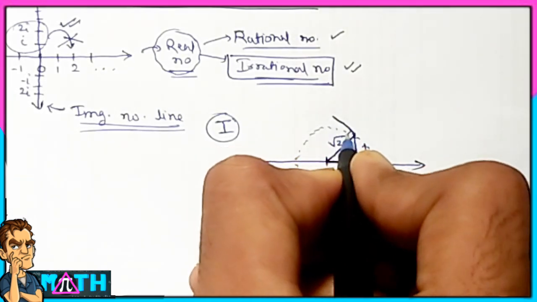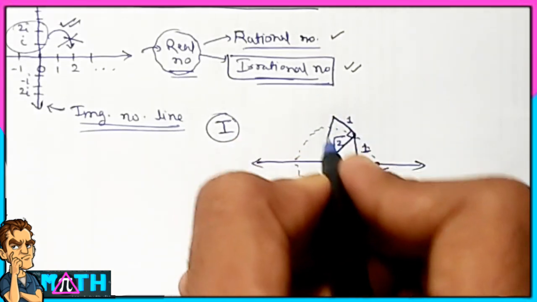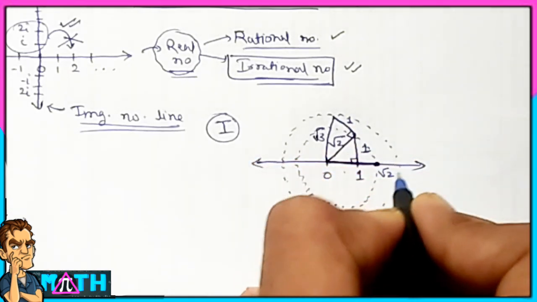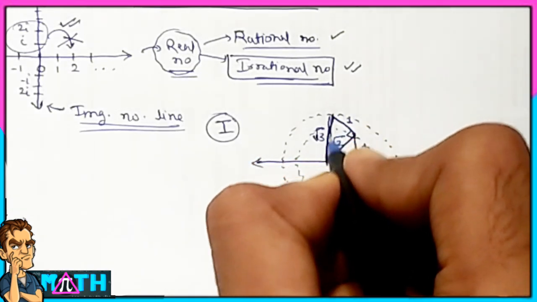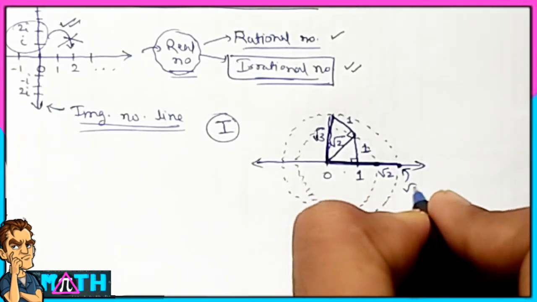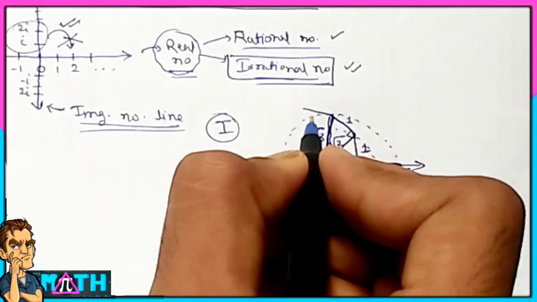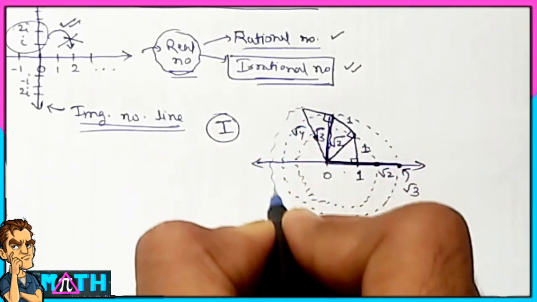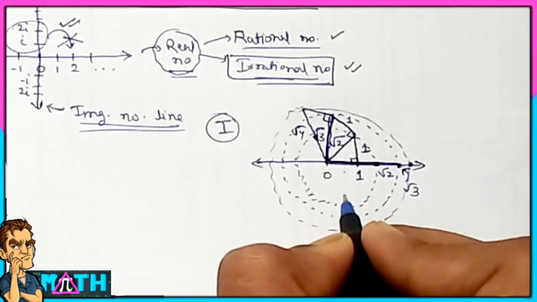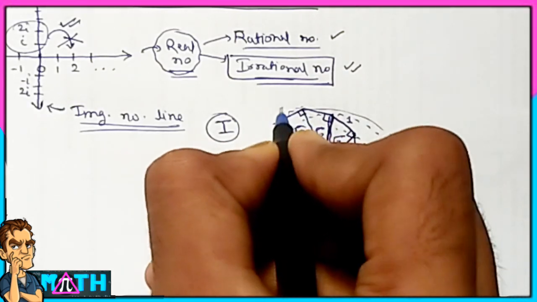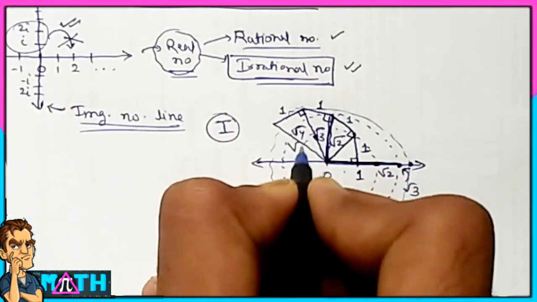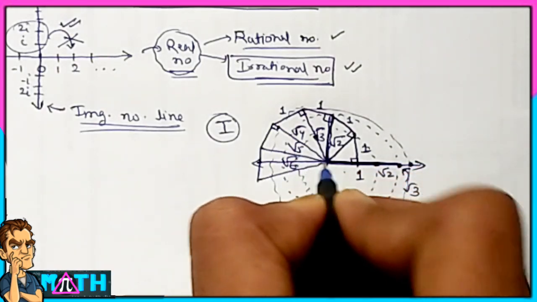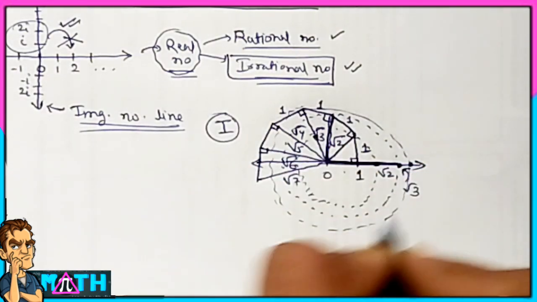And for plotting root 3, again draw a perpendicular 1 unit length, and from Pythagoras theorem this becomes root 3, and when you draw a circle of root 3 radius, this length becomes root 3. So this is also root 3. Likewise you can draw a 1 unit perpendicular length and plot root 4 on the number line, which is here. Again draw a 1 unit perpendicular length and plot root 5, and again 1 unit, and again root 6, root 7, and like that you can plot any irrational number.